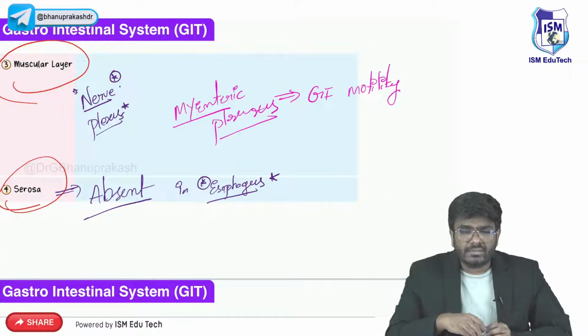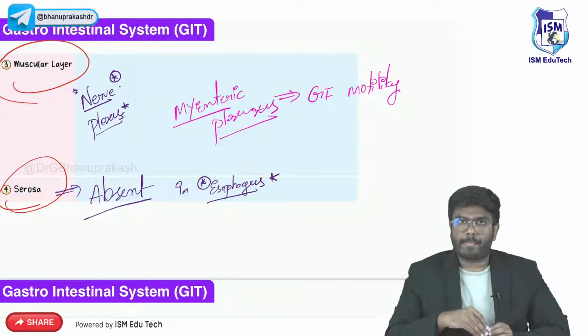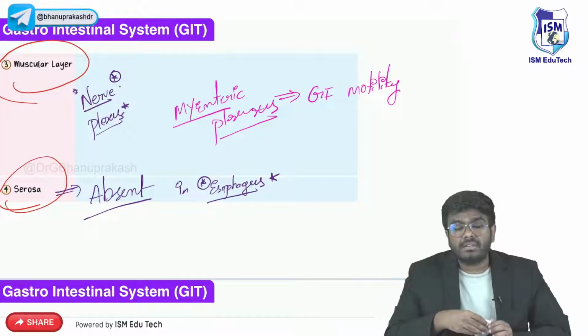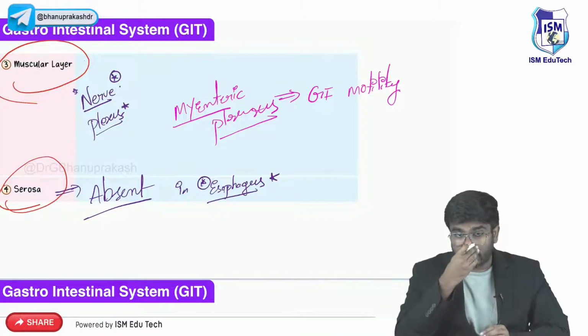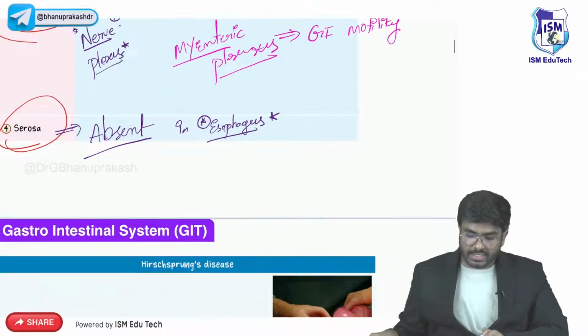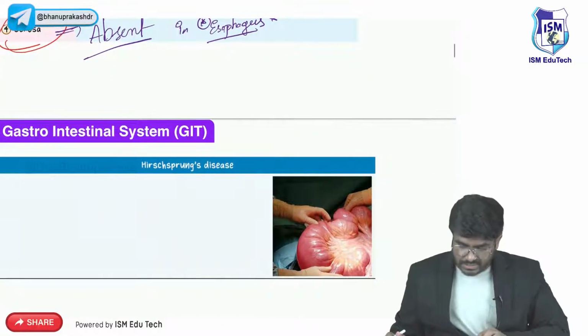In the muscular layer, which plexus is present? Auerbach plexus or myenteric plexus is present. Okay, so what is this myenteric plexus helping in? This myenteric plexus is helping in GIT motility, GI contractions, or peristalsis. Serosa is absent in the esophagus, and the strongest layer is submucosa.